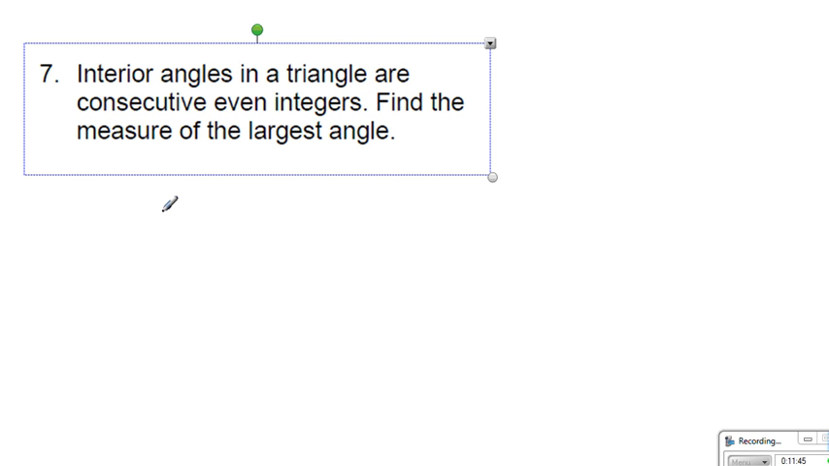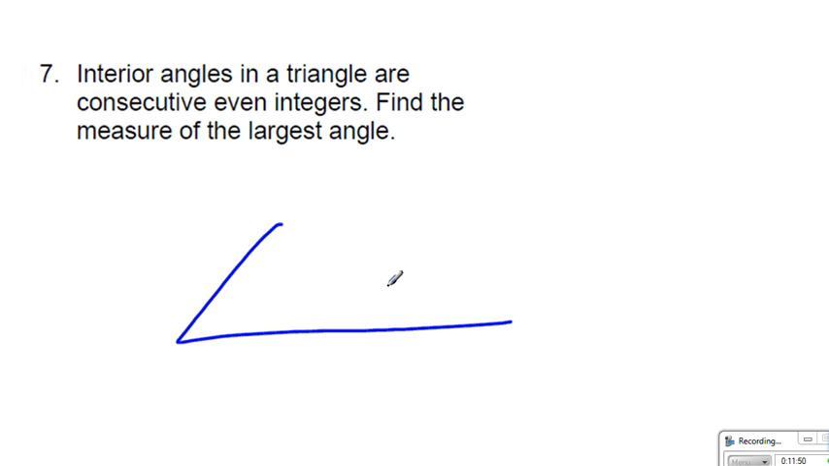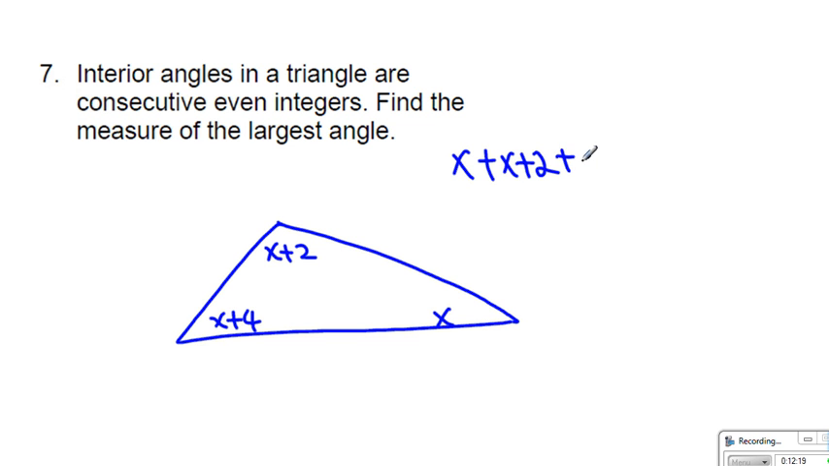Number 7, the interior angles in a triangle are consecutive even integers. That means from a triangle, let's call this one x, and this can be x plus 2, and this can be x plus 4. In this case, I made the smallest one my x, but it doesn't really matter. Now, since they are consecutive even integers, that's how we can set it up. Now, because the sum of these three angles is 180, we're going to have x plus x plus 2 plus x plus 4 must be equal to 180.